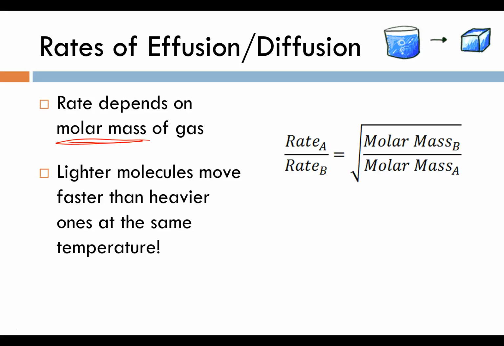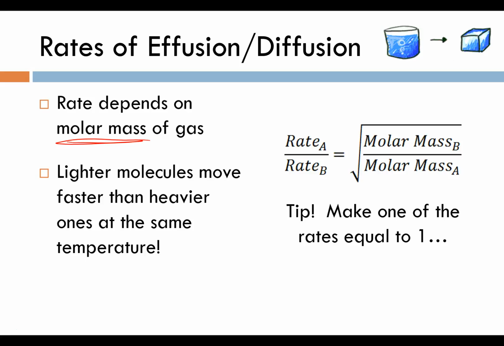We know that lighter molecules move faster than heavier molecules at the same temperature. So it's going to be easy for us to know, if we have the identity of the gases, which one's moving faster and which one's moving slower. That's just which one is heavier; that's the slower one. And when we're solving these problems, it's really helpful to make one of the rates equal to 1. We're going to go through an example problem so that you can see what I mean.